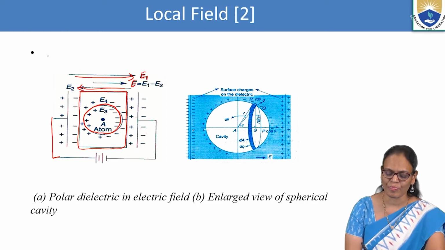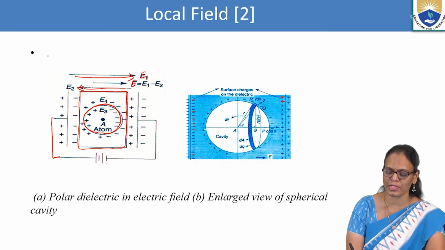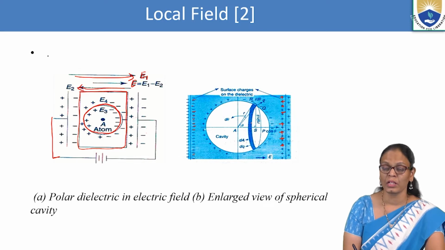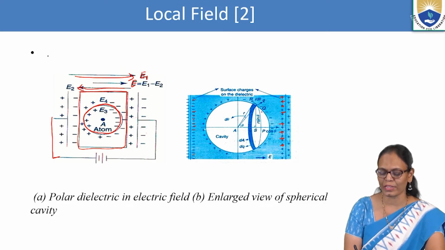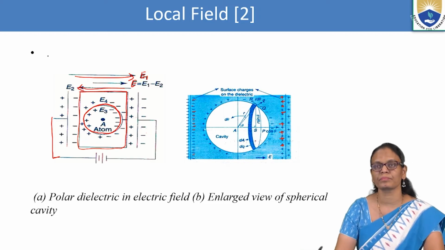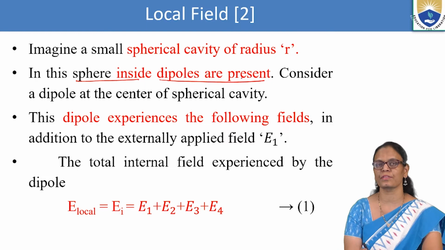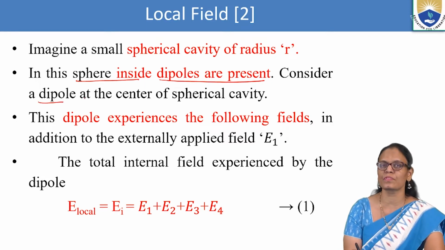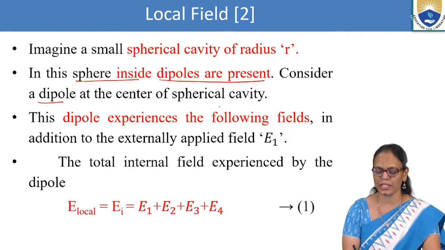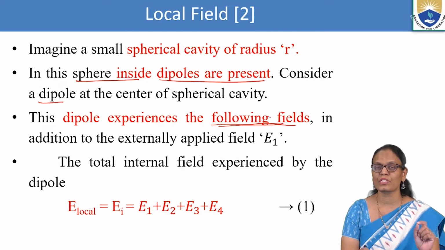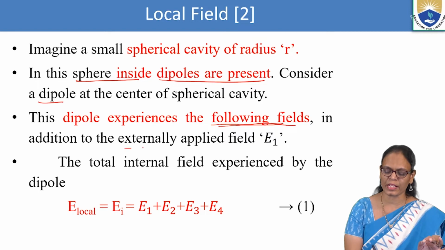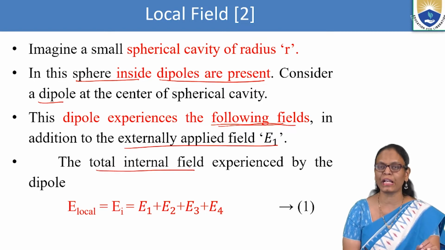On the surface of the dielectric here, we get negative induced, and there is positive on this side. On the spherical cavity, positive charges will be induced on one side and negative charges on the other side. Inside the sphere, dipoles are present, and we consider a dipole at the center of the spherical cavity. What are the fields that this dipole experiences due to the externally applied field E1?